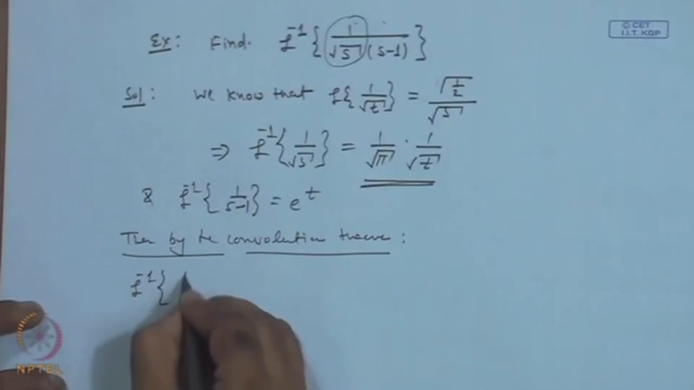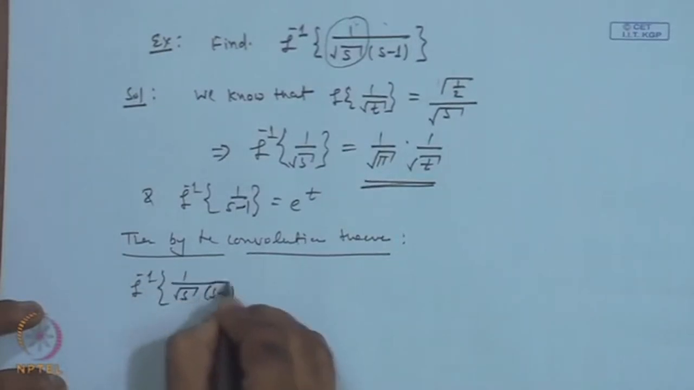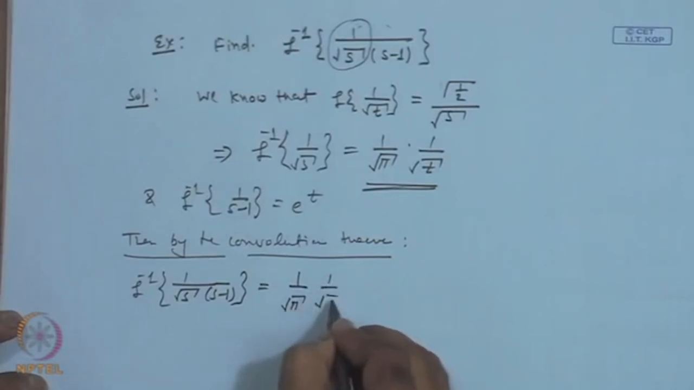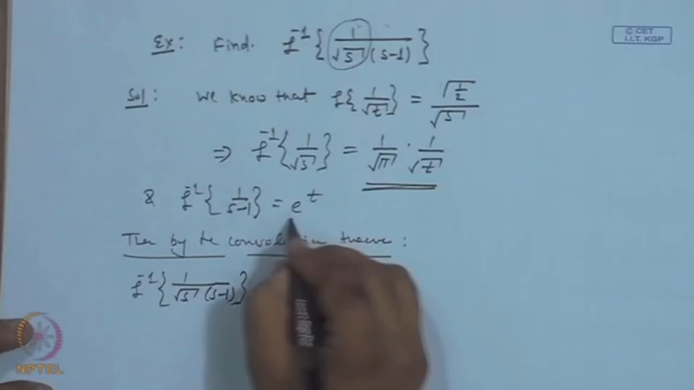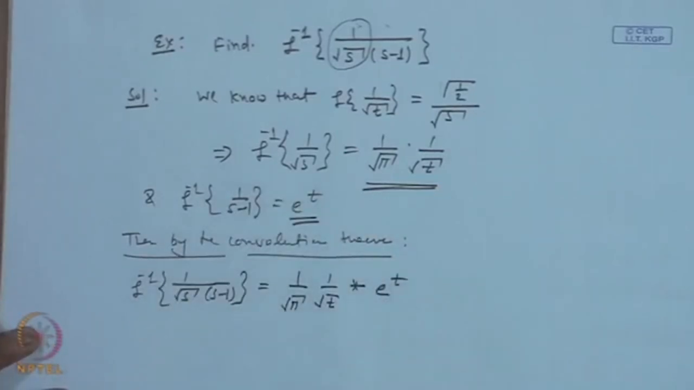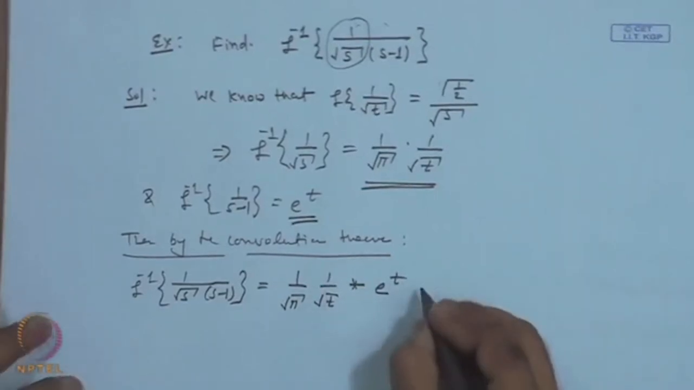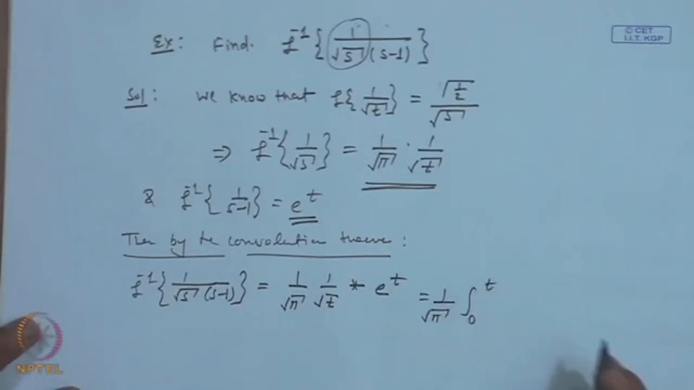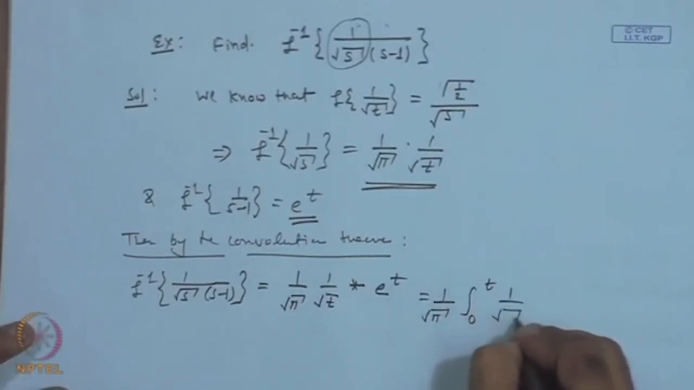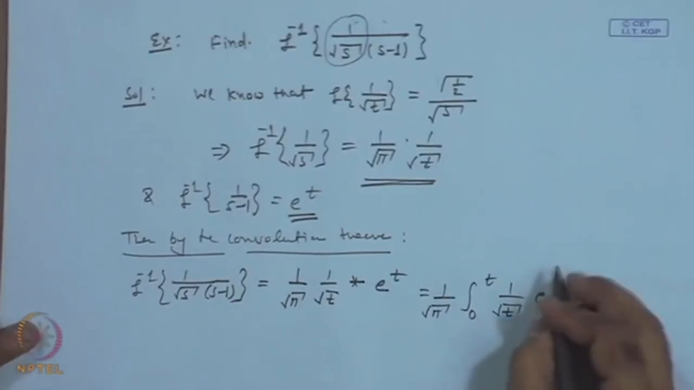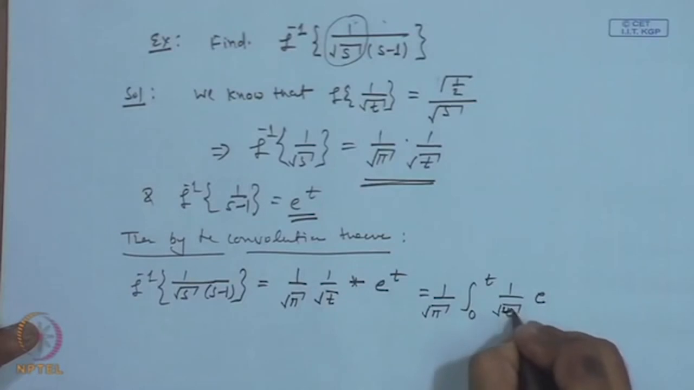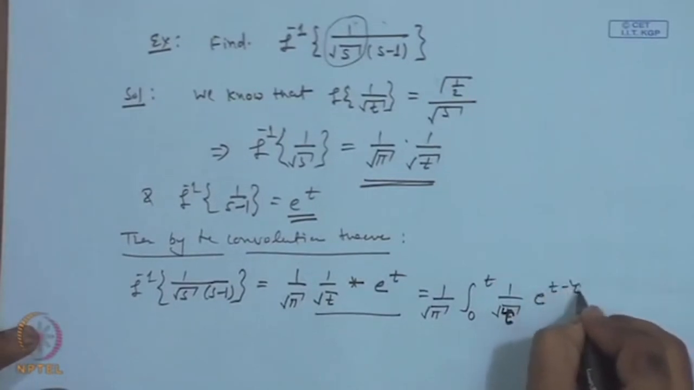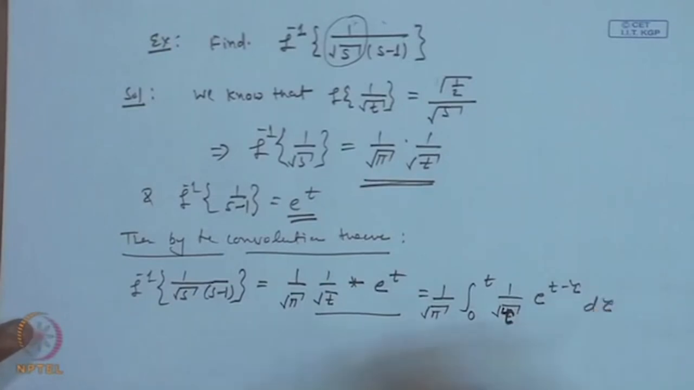the Laplace inverse of this product of 1 over square root s and 1 over s minus 1 is the function 1 over square root pi times 1 over square root t, convolved with the Laplace inverse of the other one. So this is equal to 1 over square root pi times the convolution integral from 0 to t of 1 over square root tau, a new variable we introduce here, times e to the t minus tau, so f of t minus tau, d tau.